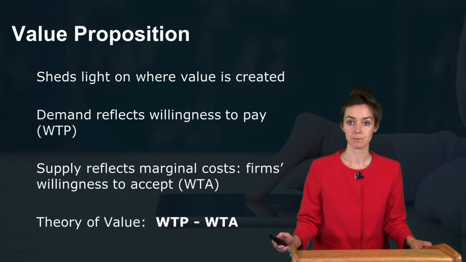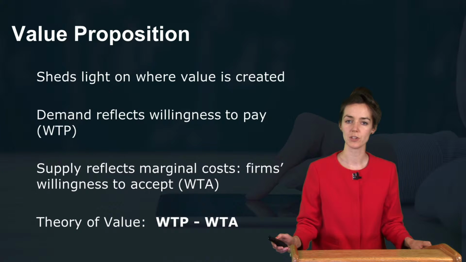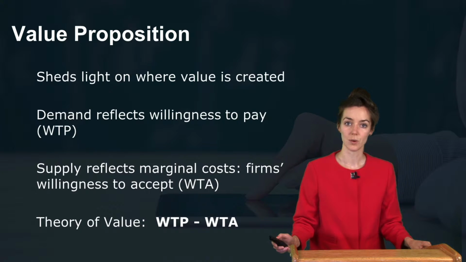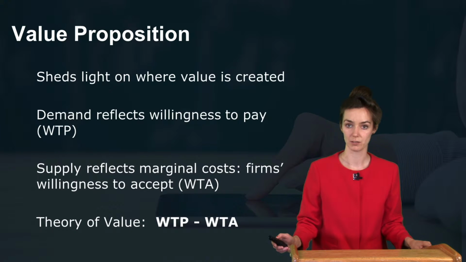So specifically, demand tells us the willingness to pay of the consumer. This means that for a given quantity, we know the price a consumer is willing to pay. Conversely, for the firm, the supply curve tells us the firm's willingness to accept. So at a given quantity, a firm will accept a particular price. The difference between this willingness to pay and willingness to accept is our theory of value.